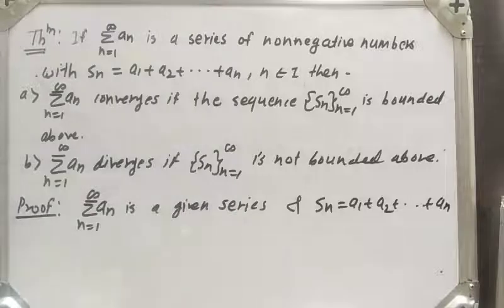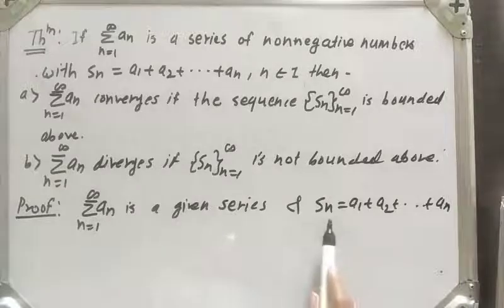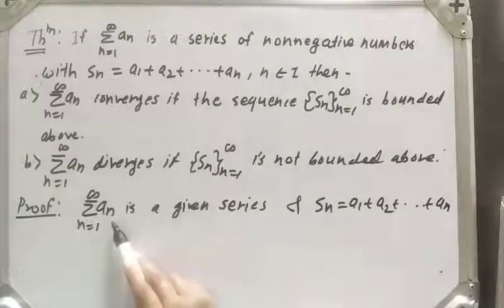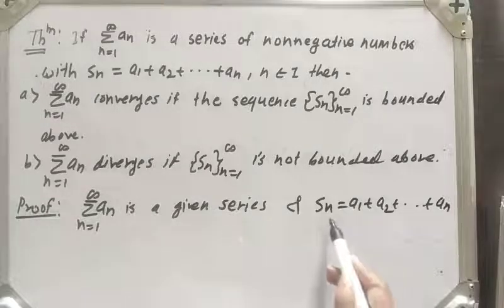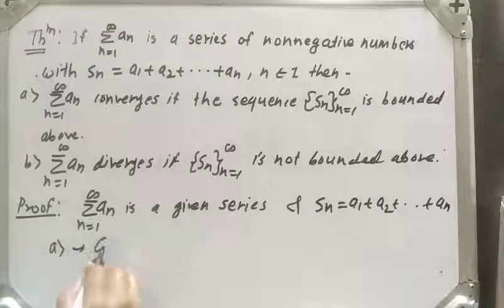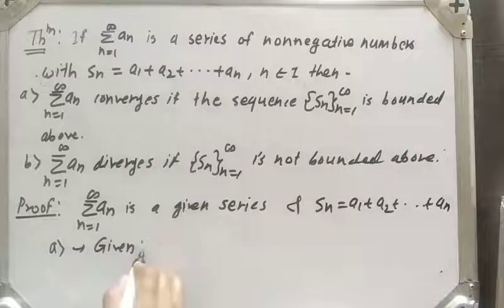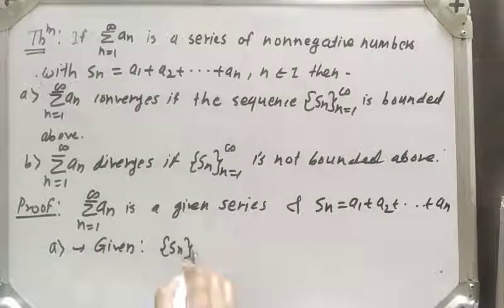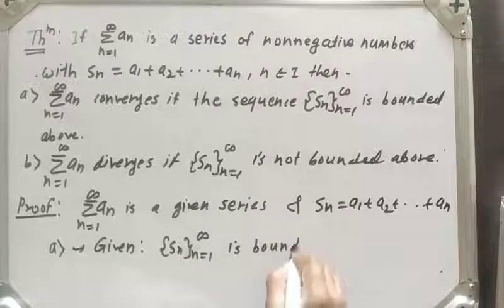Now, what is convergence of a series? We know that any series is convergent if its sequence of partial sums is convergent, and any series is divergent if its sequence of partial sums is divergent. Now, to prove A, what is given in A? If the sequence is bounded above, it means we will assume that the sequence Sn is bounded above. Okay.